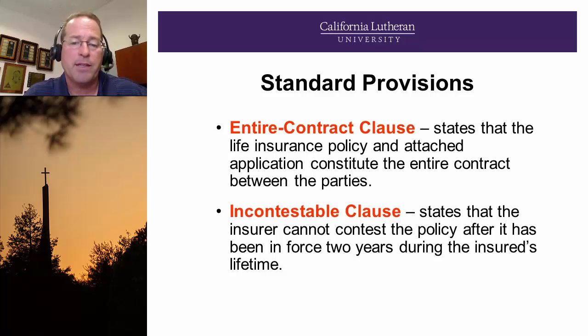The incontestability clause states the insurer cannot contest the policy after it has been in force 2 years during the insured's lifetime. So, for example, one of the exclusions in the policy is suicide. If the insured commits suicide within the first 2 years, the insurance company can contest that and just refund the premium paid and not issue a death benefit. After 2 years, if suicide happens, the insurance company cannot contest that. They will have to issue payment.